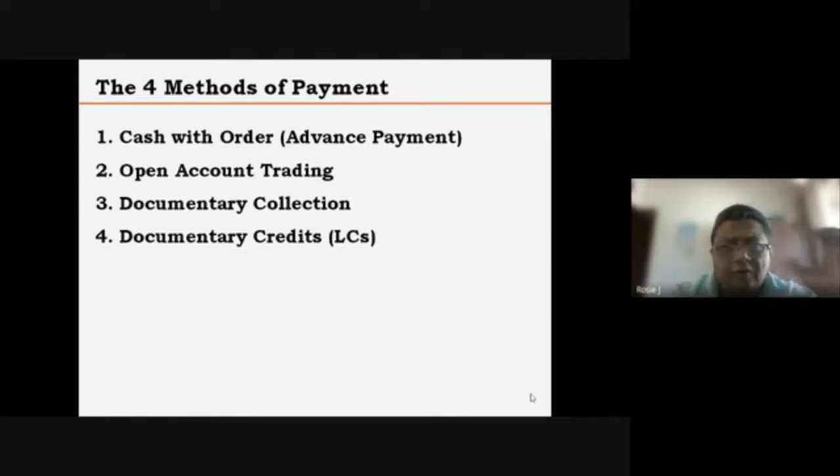Now we are getting into a little more micro on the subject. And now we are coming to the payment methods. There are 4 methods of payment. Okay, cash with order, which is known as advance payment. Cash with order means advance payment. Then open account trading, documentary collections, and documentary credits, which are known as letters of credit as well.